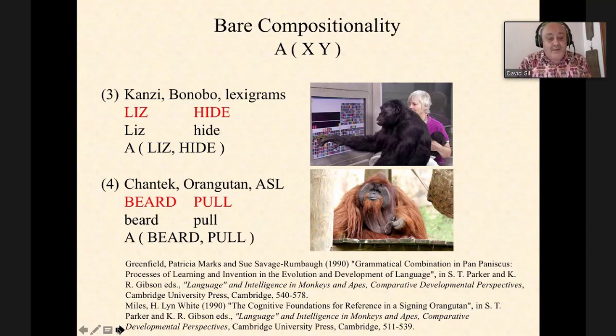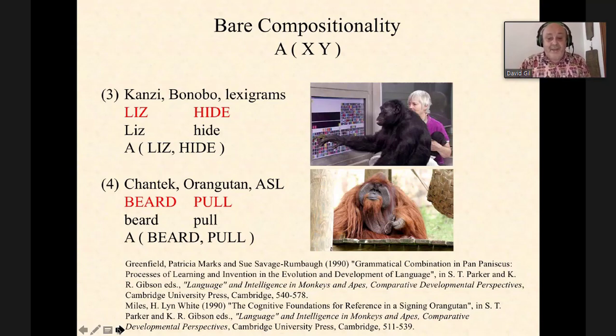When Kanzi uses lexigrams like Liz and Hide, there's no semantic role assignment. So if there's what we think of as a noun and a verb, they can occur in any order. And in either order, the argument can be interpreted either as the agent or the patient. So sometimes you get Liz Hide, but you also get banana Hide, where the banana isn't hiding, it's being hidden. Bear Pull. You can also have Liz Pull, meaning Liz is doing the pulling, the bear is being pulled.